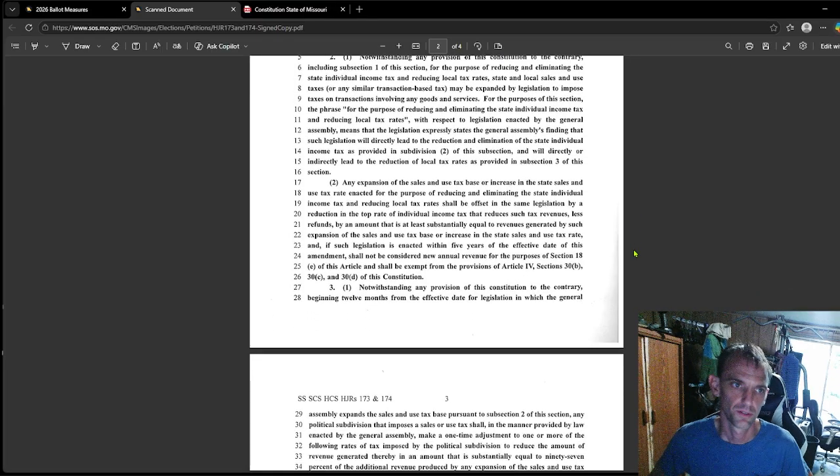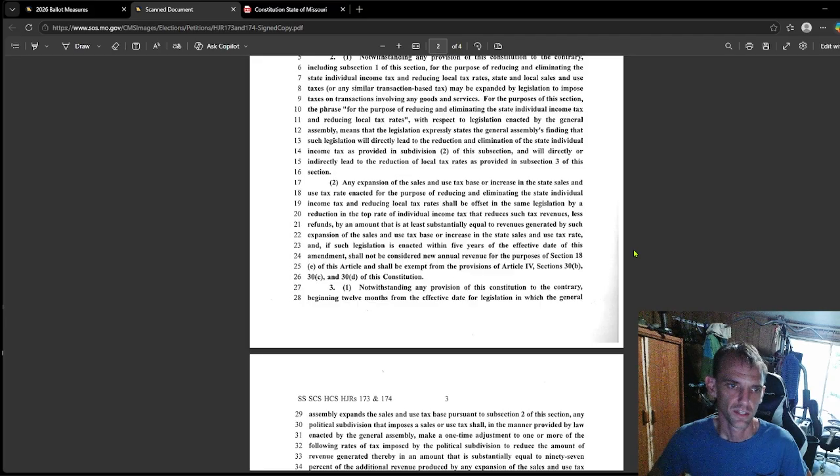Subdivision 2 of subsection 2. Any expansion of the sales and use tax base or increase in the state sales and use tax rate enacted for the purpose of reducing and eliminating the state individual income tax and reducing local tax rates shall be offset in the same legislation by a reduction to the top rate of individual income tax that reduces such tax revenues, less refunds, by an amount that is at least substantially equal to revenue generated by such expansions of the sales and use tax base or increase in the state sales and use tax rate.